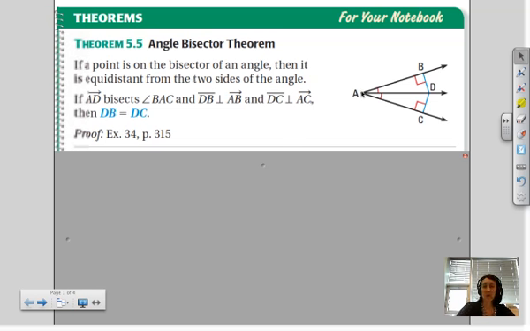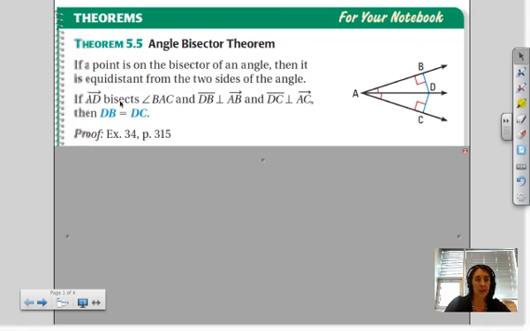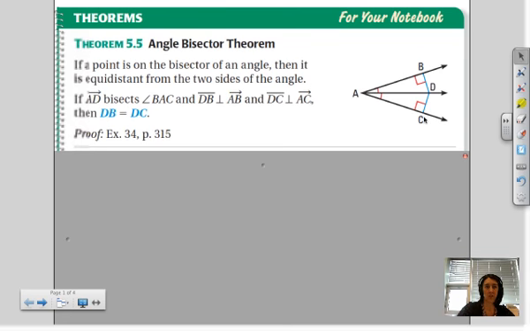Of course, an angle bisector is a ray that comes from the vertex of the angle and then bisects that angle. So if we know AD is an angle bisector, then we know that angle BAD is congruent to angle CAD. If a point is on the bisector of an angle, then it is equidistant from the two sides of the angle.